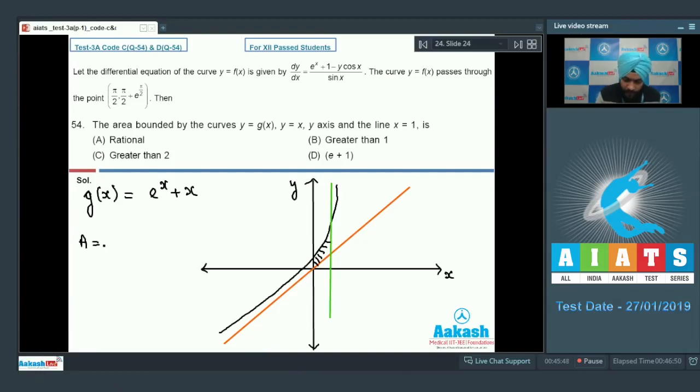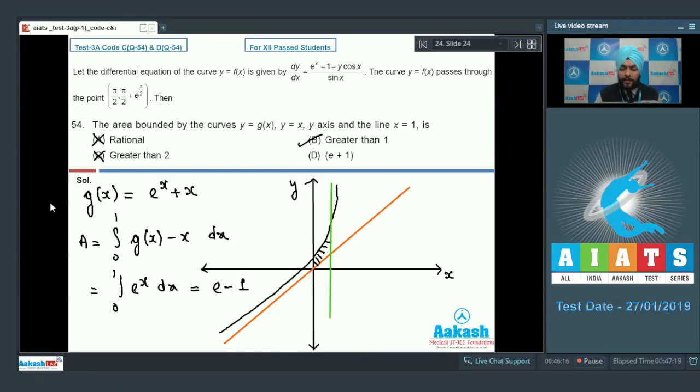So area is simply integration 0 to 1 of g(x) minus x dx. That will be e^x from 0 to 1, and that will be e minus 1. So e minus 1 is rational, no way, because e is irrational. Greater than 1, true, e has approximate value 2.71. Greater than 2, wrong, it is 1.71 approximately. e plus 1, wrong. So only correct answer for question number 54 is option B.